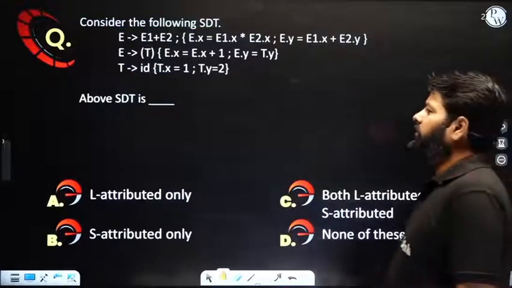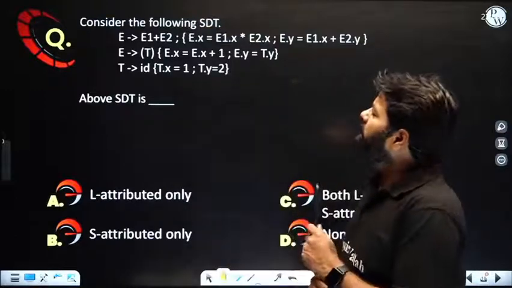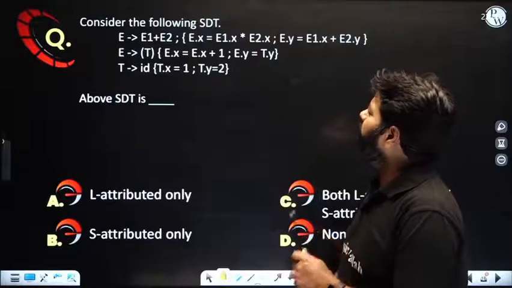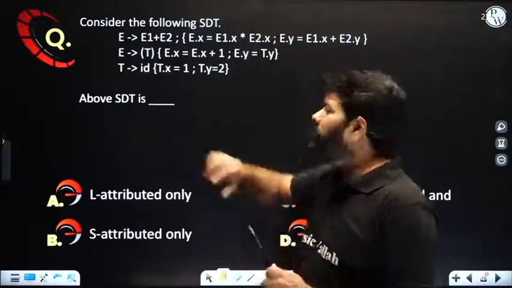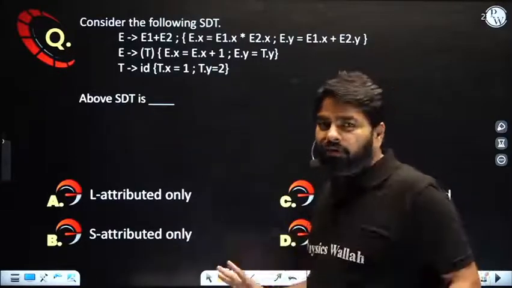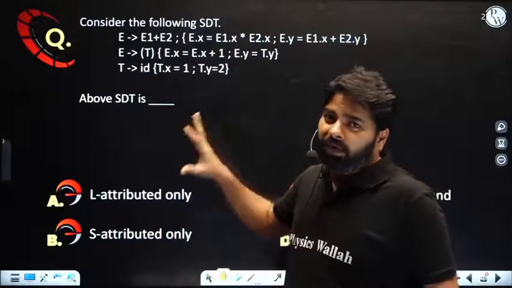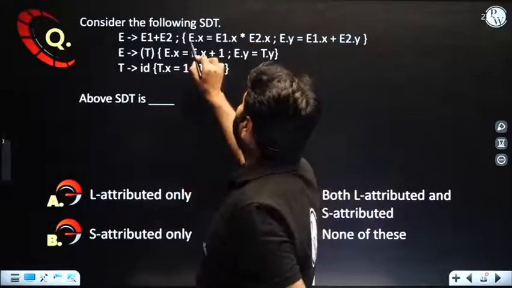Next one. What is this? E derives E1 plus E2. Okay, first look at: are these translations at the end? Okay, that's very clear. Translations have no confusion. You know, you are following both. It could be S or it could be only L. We do not know.